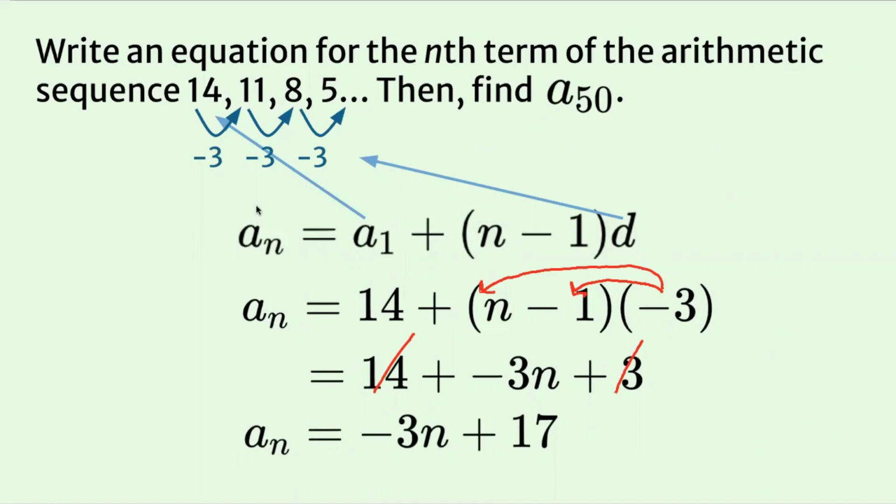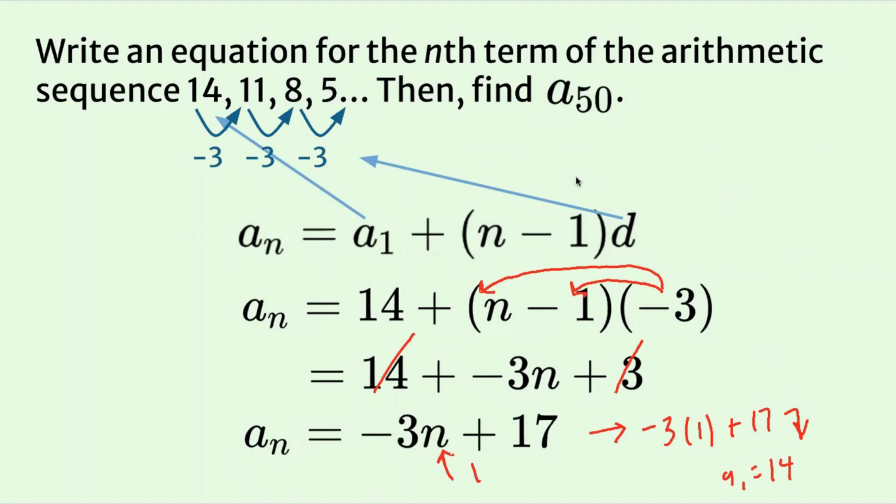And actually, if you were to, say, plug in 1 for n to find the first term, you'd see that it should equal 14. So negative 3 times 1, negative 3, plus 17 would give you 14. And so that's how you can have a method for checking whether your equation is correct or not.